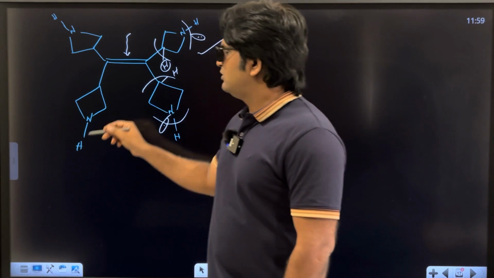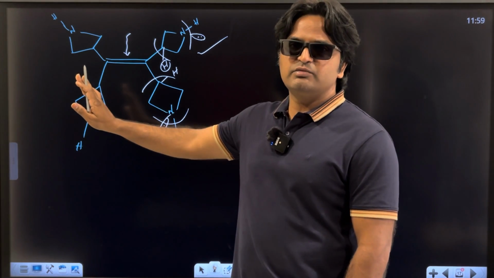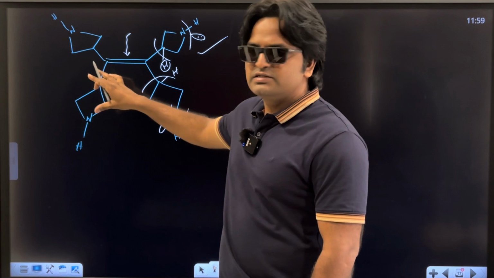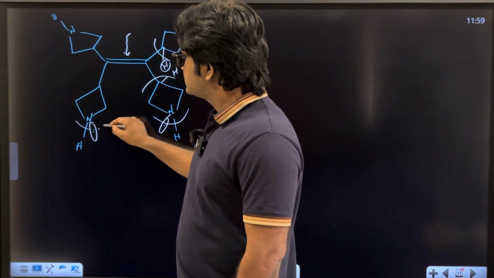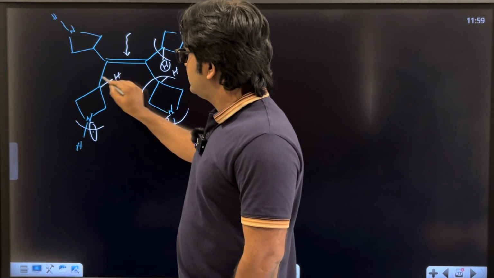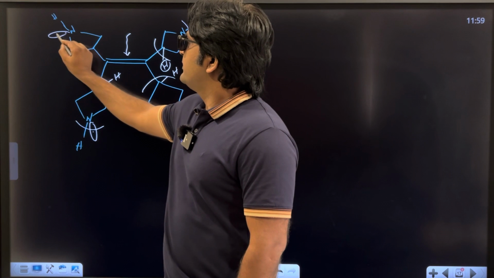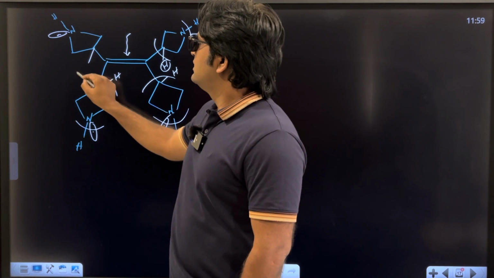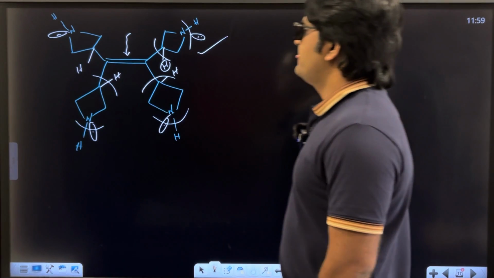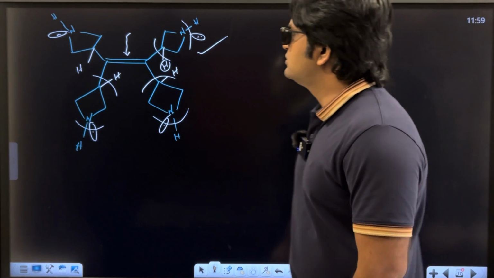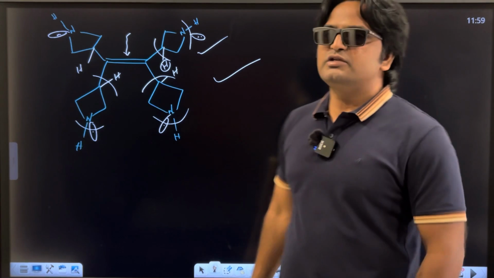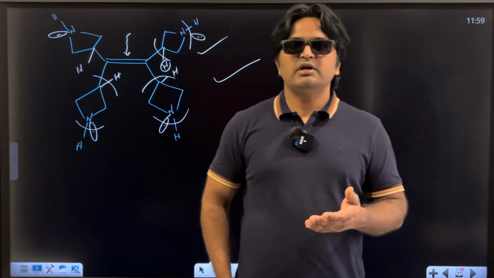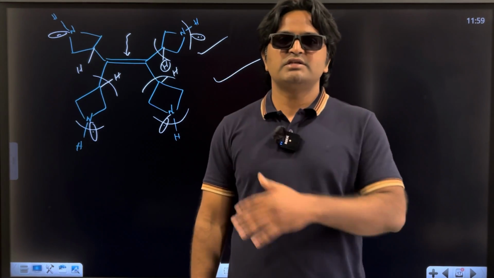And come to this one: no doubt, the double bond gives no geometrical isomerism. But come to the other ring systems, here a lone pair of electrons, a segment for geometrical isomerism, here also a segment for geometrical isomerism. Next one, a lone pair of electrons and here hydrogen. Now finally, does this molecule show geometrical isomerism or not? Yes, this molecule shows geometrical isomerism. So how many geometrical isomers are possible, that we will see in the next class.